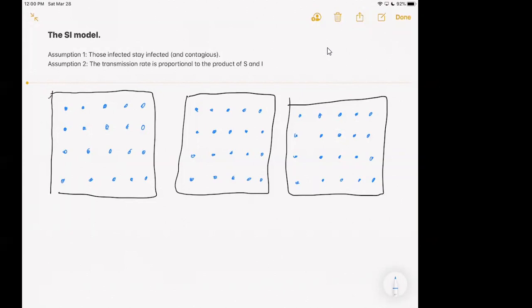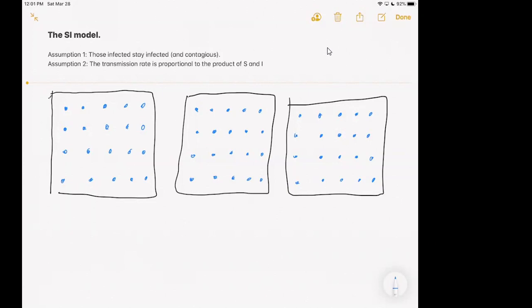The transmission rate is proportional to the product of S and I. Okay, so before, we had an assumption that the susceptible population was infinitely large. We no longer have that assumption. We do now have this second assumption about the transmission rate. So let me explain using these boxes here.